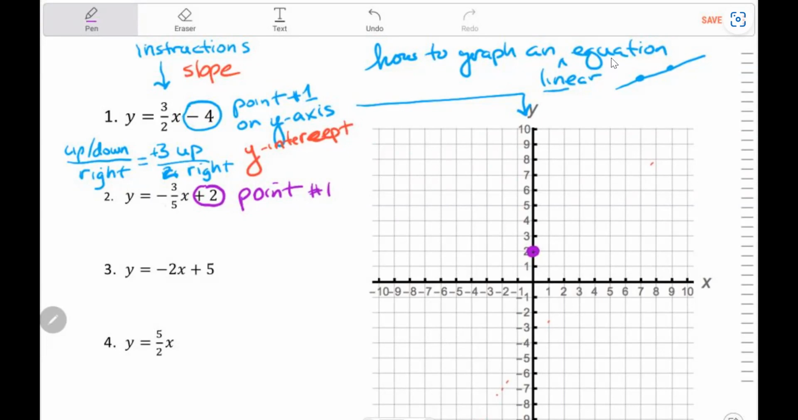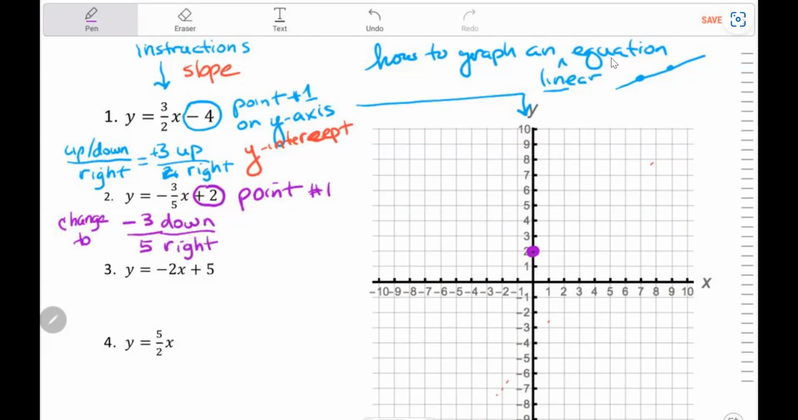All right, and then here's my instructions. Now notice our instructions this time have a negative sign. I want you to change that so it's very clear that it's -3/5. So we're going to put that negative with the numerator. When we said we're going to go up or down, negative is going to go down, and we're always going to the right.